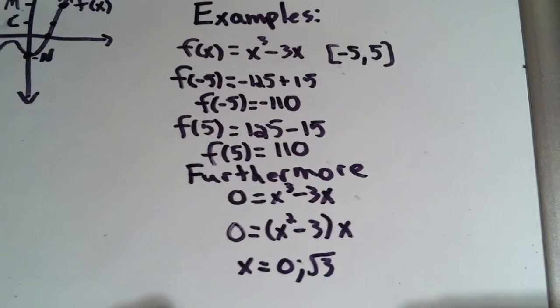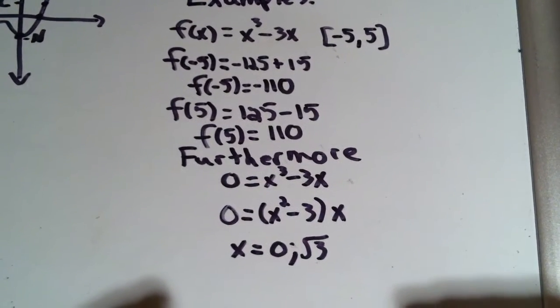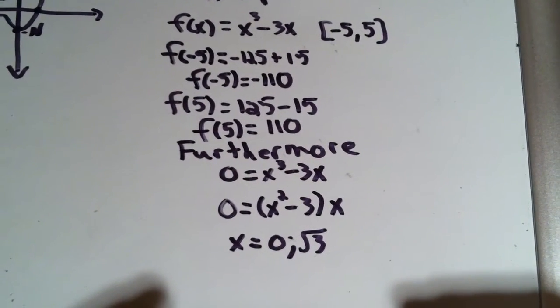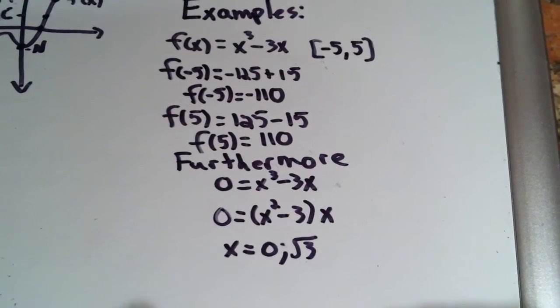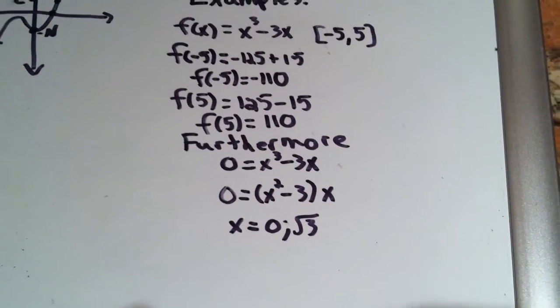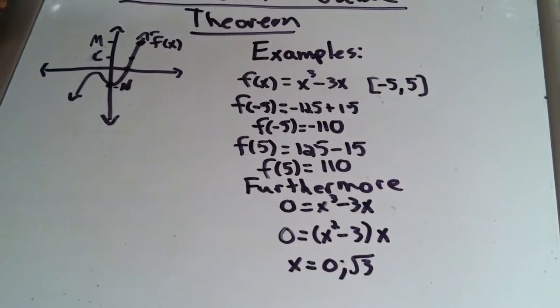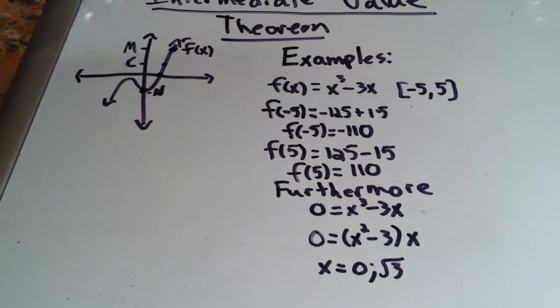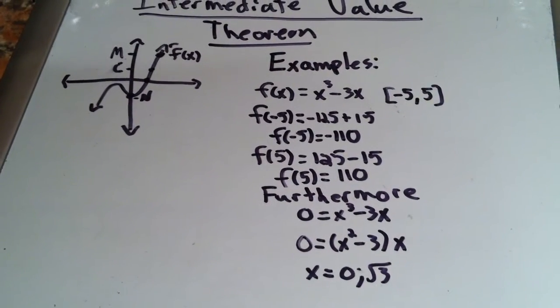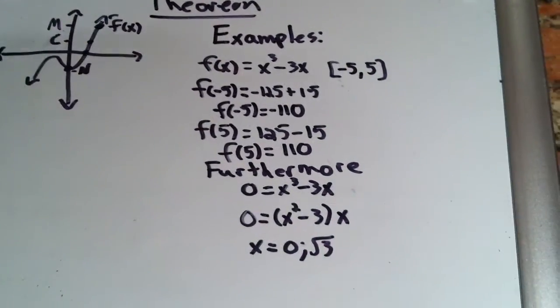Because the value of 0 is in between those two values, we can tell that at 0 there is an x value and therefore zeros do exist on this interval. Because 0 is in between -110 and 110, and because the function is continuous, it must pass through a point that is 0.